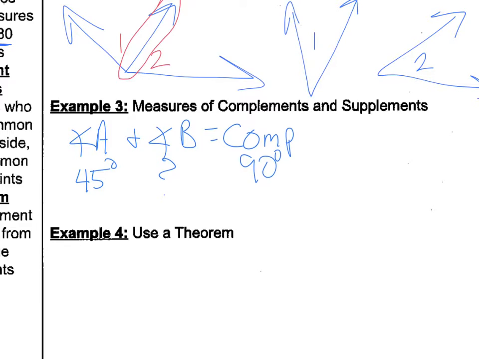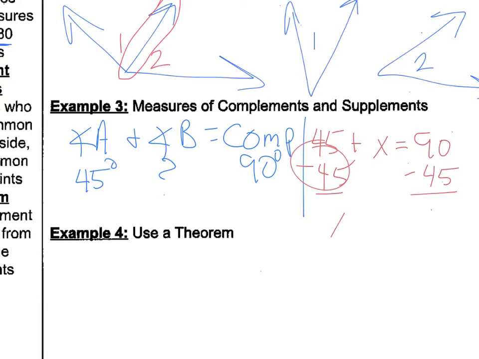So all we have to do here is set up an equation. We're going to say angle A is 45. Let's write this over here. So we're going to say 45 plus, instead of angle B, let's just say X equals 90. How do we solve for X? Well, we subtract 45 on both sides.